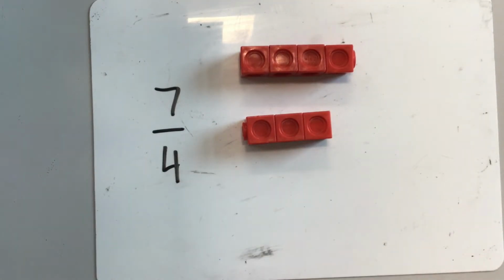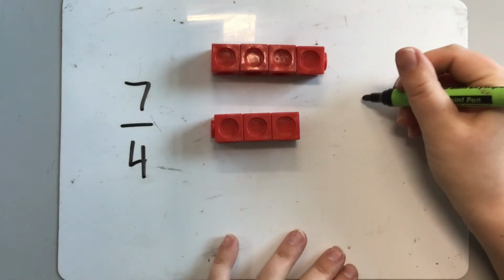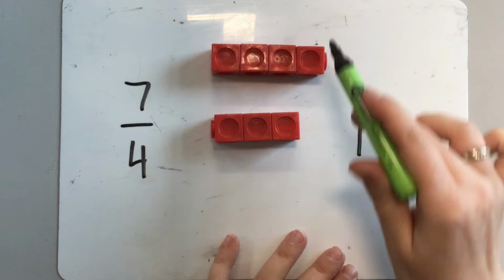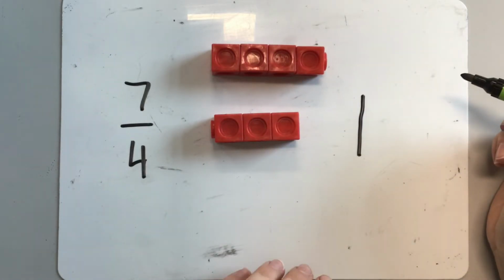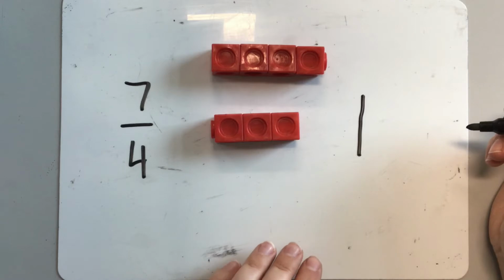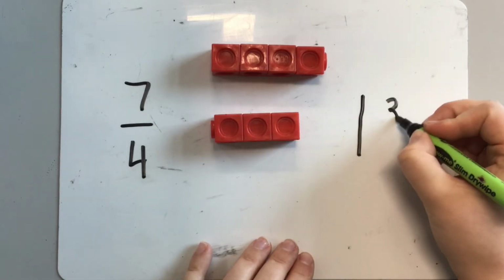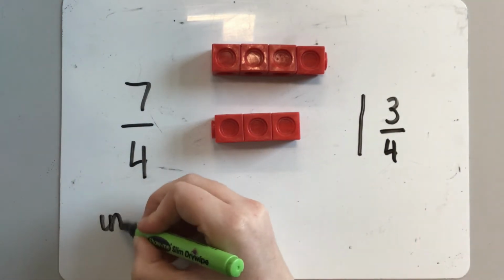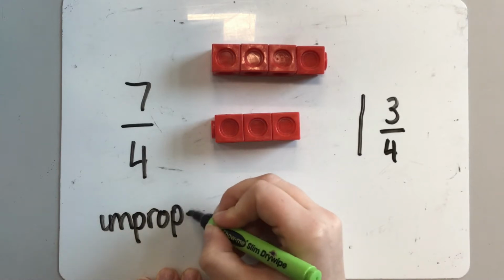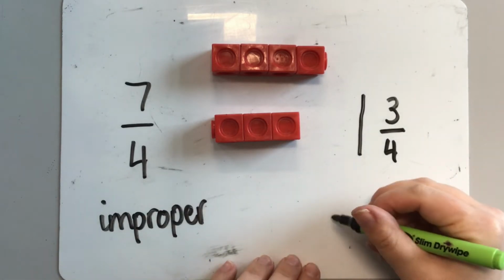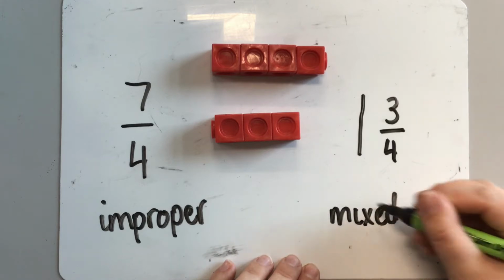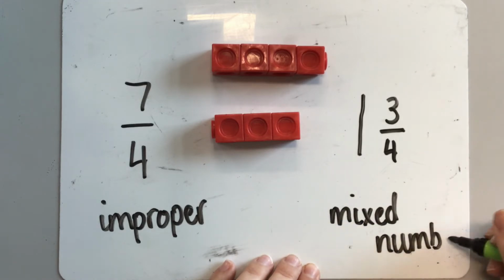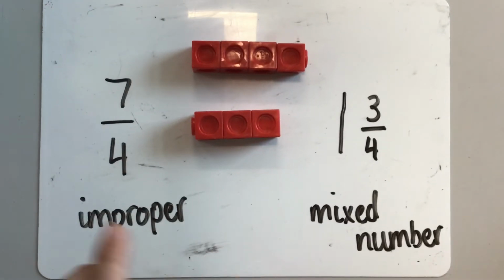So I've got 7 quarters here, but I can also say it that I've got 1 whole, because I've got 1 whole here. And how many quarters are left over? How many quarters don't make a whole? That's right, we've got 1, 2, 3. So I could write 7 quarters as 1 and 3 quarters. And this is the improper fraction, and this is the mixed number. Okay, that is what we're looking at today, the relationship between improper fractions and mixed numbers. All okay with that so far?